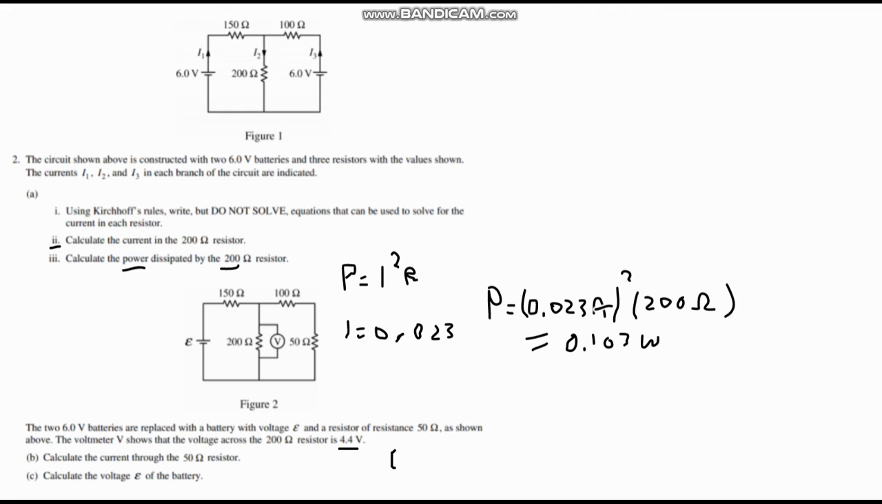So now the two 6-volt batteries are replaced with a battery of voltage E and a resistor of resistance 50 ohms as shown above. The voltmeter V shows the voltage across the 200 ohm resistor is 4.4 volts. Calculate the current through the 50 ohm resistor.